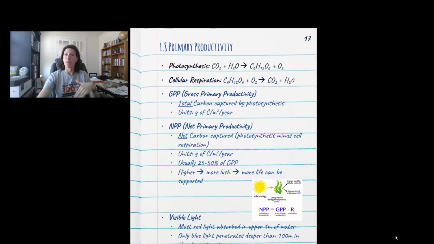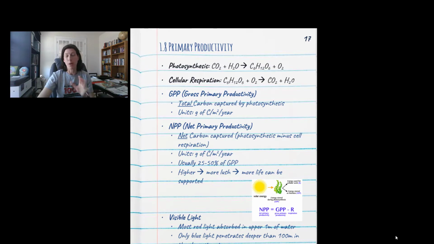Cellular respiration is kind of the opposite of photosynthesis. This is when all organisms break down glucose in order to get energy, and when they do that, they release carbon dioxide and water. And so this is one way that carbon is returned back to the atmosphere.